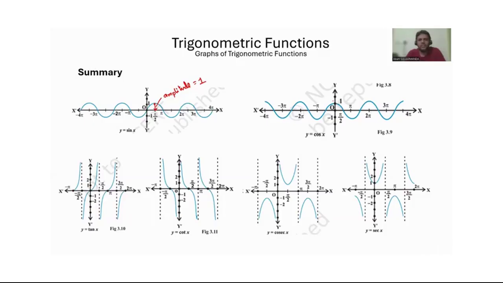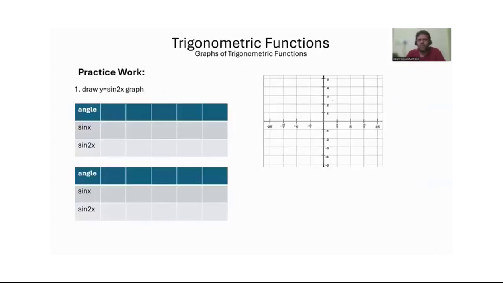Here, the amplitude is there for only cos x and sin x, because the range is within minus 1 and 1. But for all these other ones, tan x, cot x, cosecant, and secant, the range is from minus infinity to infinity, so we cannot measure the amplitude. All right, guys. So that's about the trigonometry.